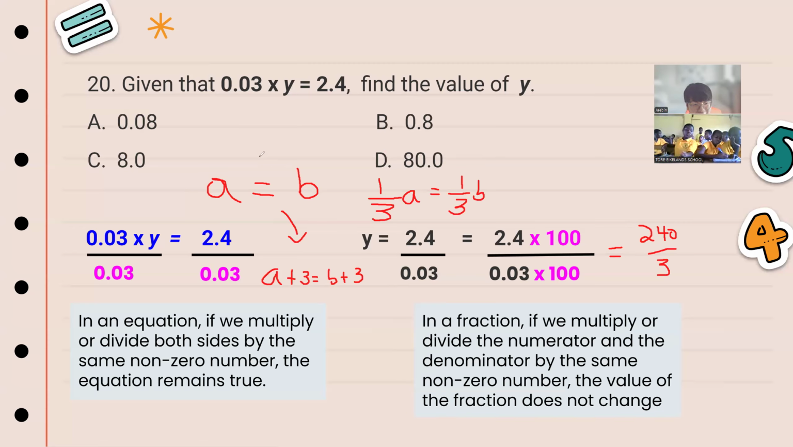What if we subtract? A minus 3 equals B minus 3. What I'm saying here is that if you multiply, divide, add or subtract on both sides of the equation, then the equation is still the same.